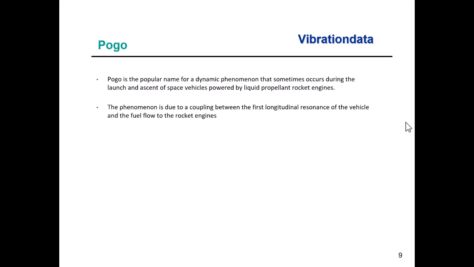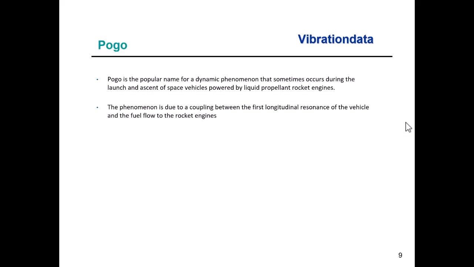Now, liquid engines have another type of sinusoidal oscillation, and this is called Pogo. So Pogo is the popular name for a dynamic phenomenon that sometimes occurs during the launch and ascent of space vehicles powered by liquid propellant rocket engines. The phenomenon is due to a coupling between the first longitudinal resonance of the vehicle and the fuel flow to the rocket engines. Now, in reality, if we look at historical Pogo data, there are other types of structural resonances that can get coupled in with this instability as well, but the classic Pogo is the first longitudinal resonance of the vehicle.